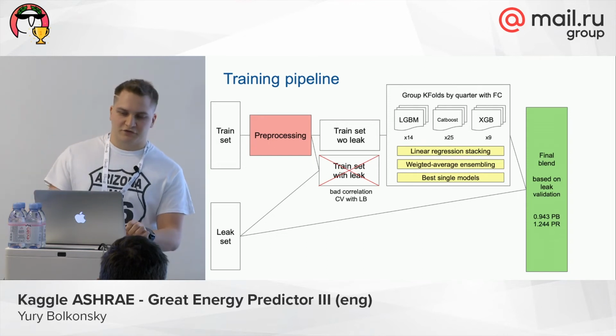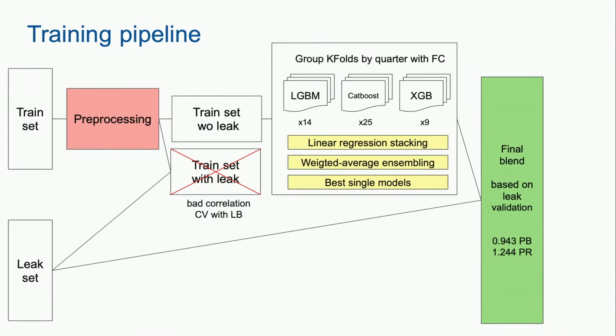Also, it's important to talk about our training pipeline. In this competition we had a training set and a leak set. The leak set was scraped from different sources on the public internet, and we could use it in some way. So we applied our preprocessing to the train data, and we got two sets: a train set without leak and a train set with leak. I tested a lot of models with the training set and with the combined leak, but it gave us a bad correlation with the leaderboard, and we decided to just remove it.